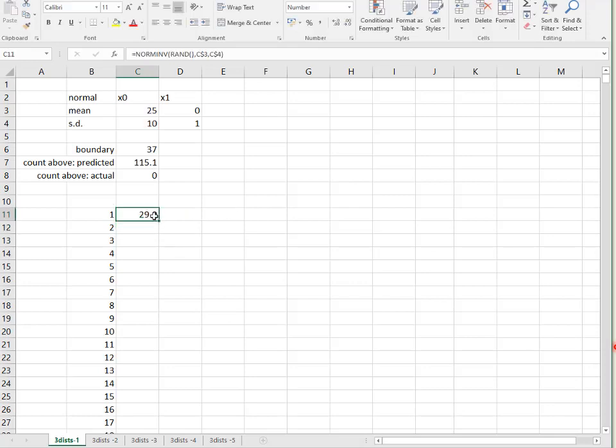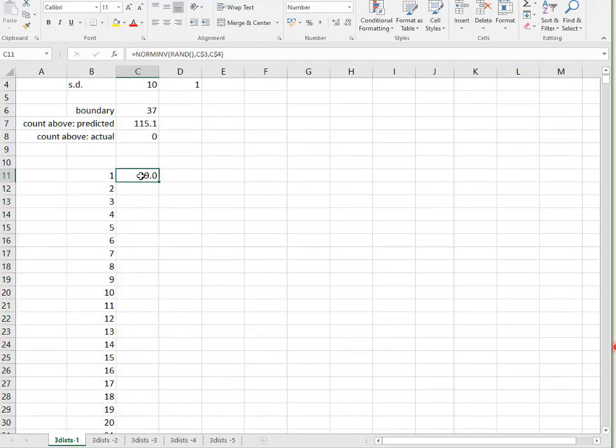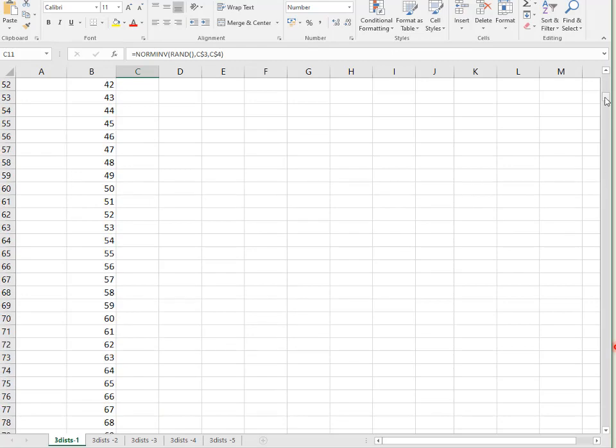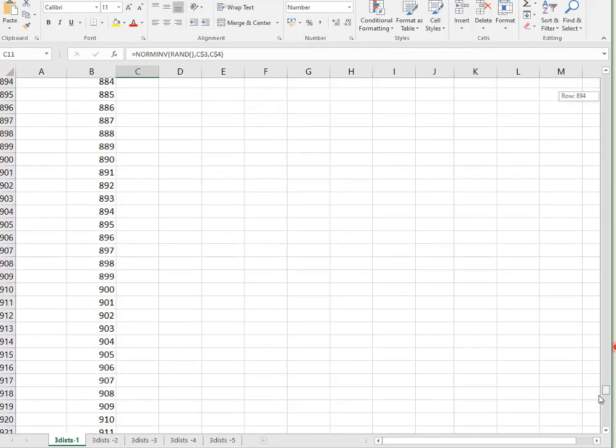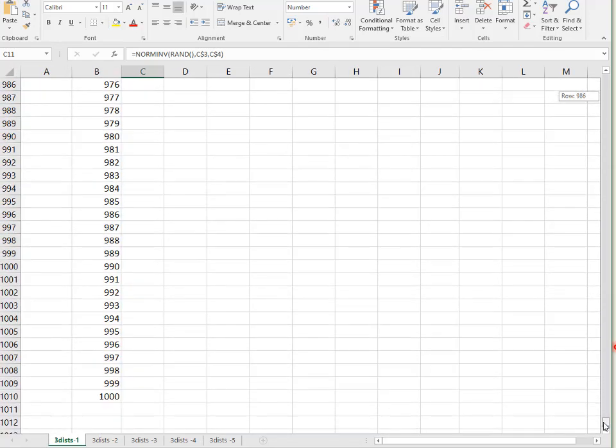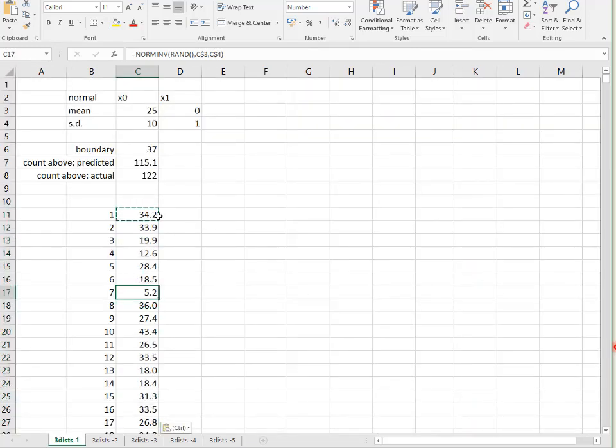So what we're going to do then is take this, copy it, and copy it down to here. Doesn't want to do it. The numbers you see there are just a count of how many we have, so hopefully we'll have 1,000. So now we have 1,000 variables with this normal distribution, a mean of 25 and a standard deviation of 10. So every time you press F9, you'll get a new set.